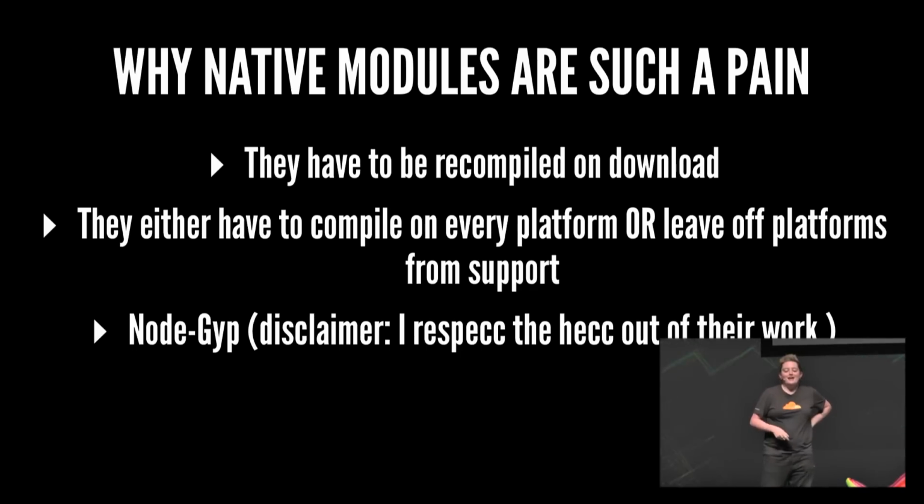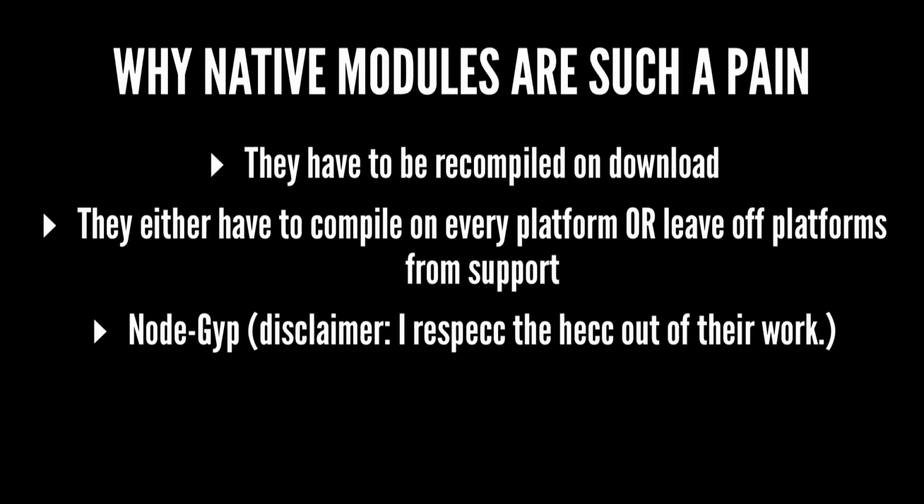Why are native modules such a pain? They have to be recompiled on download, and they have to be recompiled for every single architecture there is. That includes the Raspberry Pi, where someone will inevitably file an issue on your library because it doesn't work on the Raspberry Pi. It wasn't meant to. And then you have that argument for 20 days on GitHub. They either have to compile for replatform or leave off platforms for support, and that can be kind of tricky. Again, that's the same GitHub argument. Or you could just feel bad as a maintainer because, I'm sorry, this doesn't work on Windows. Who's been like, I'm sorry, but this doesn't work on Windows? It's not a fun feeling to say that.